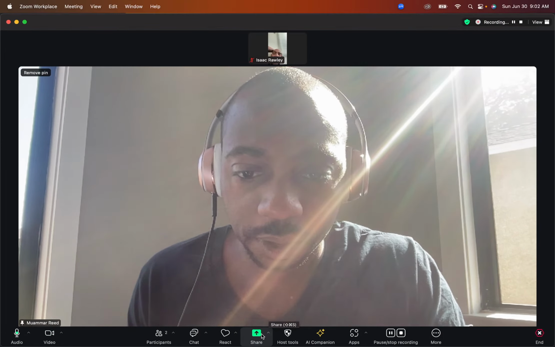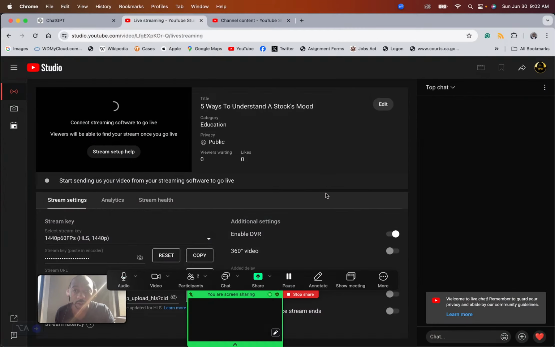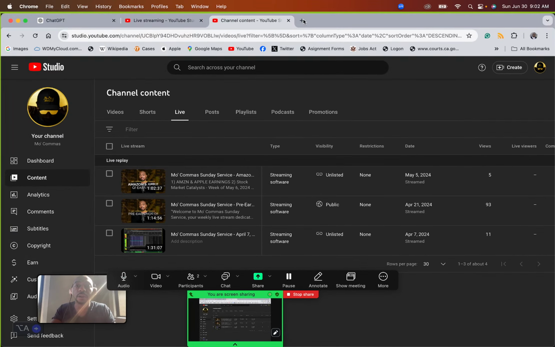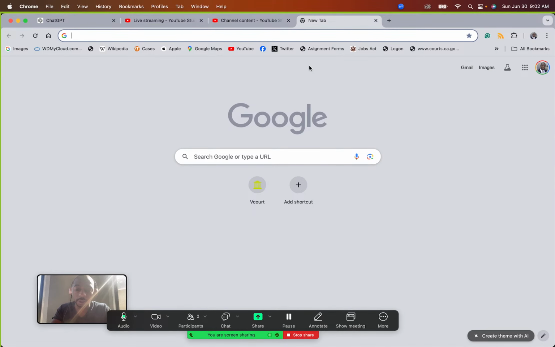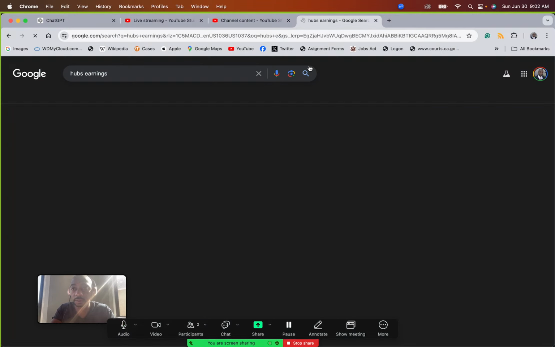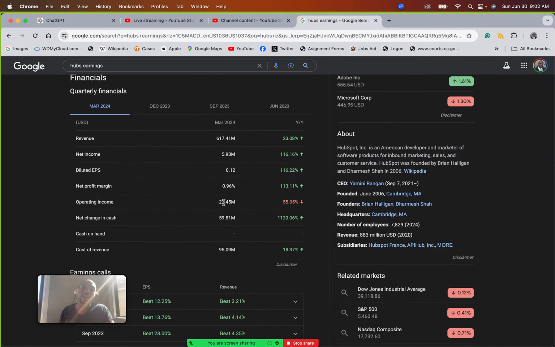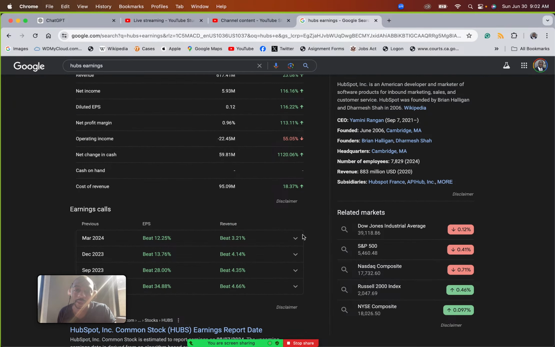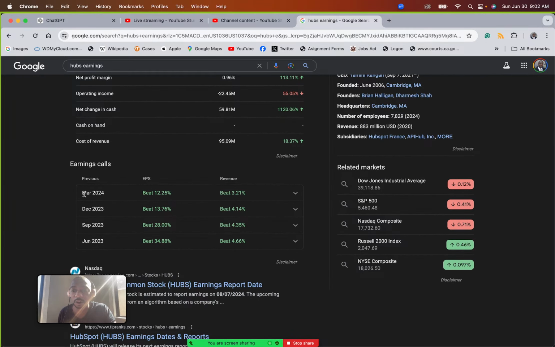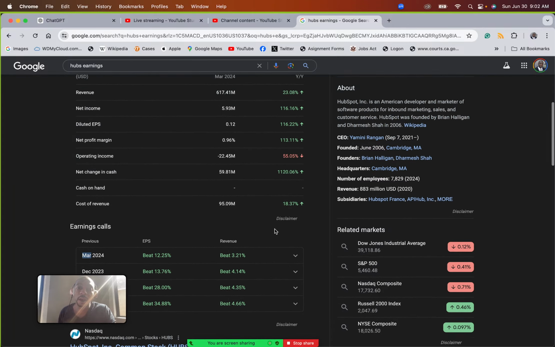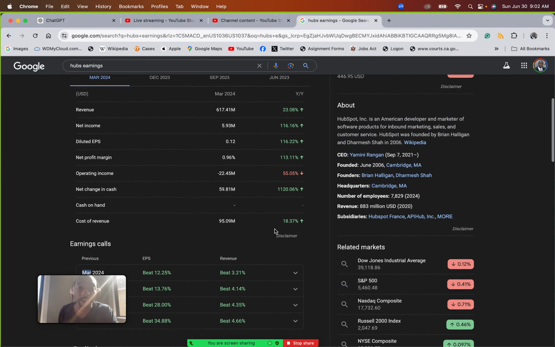And then let me go to earnings, HUBS earnings. The operating income, it's still trying to find its footing to make money. But look at what it's done the last 4 earnings periods. It beat on its earnings per share and revenue, every single time. It's always outperforming its expectations.